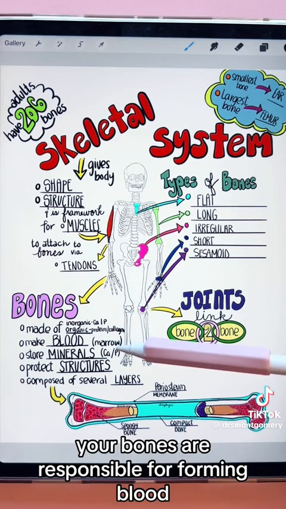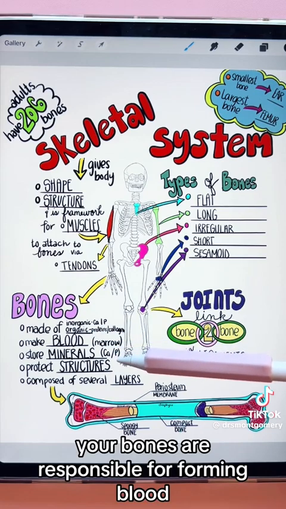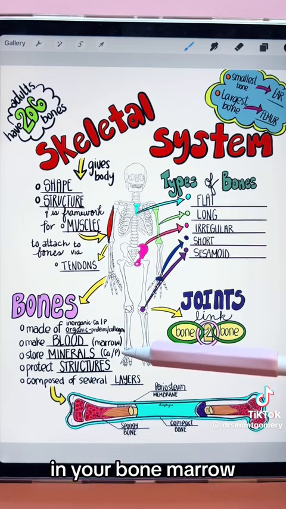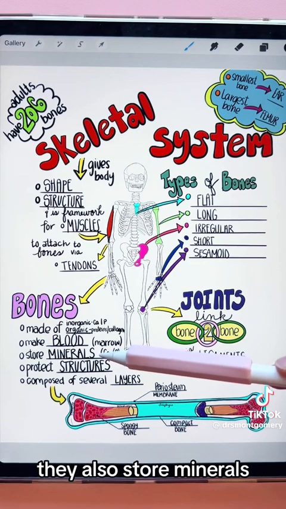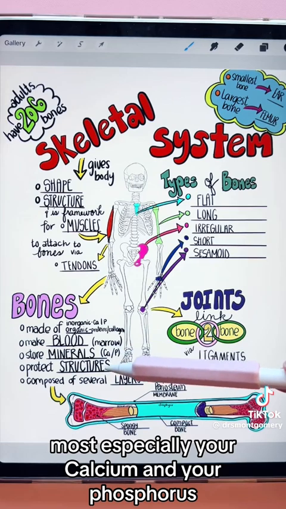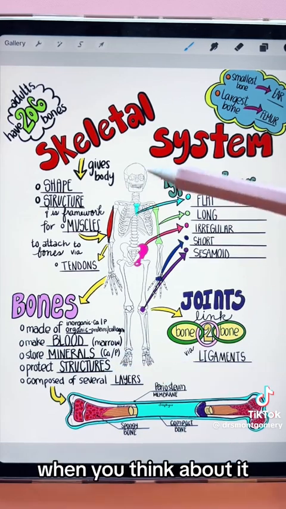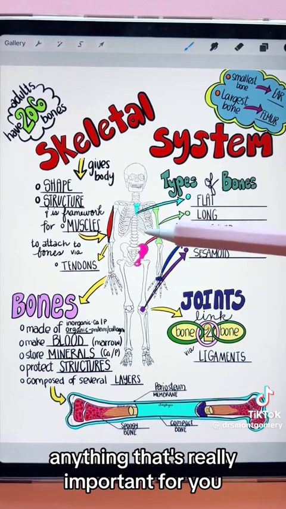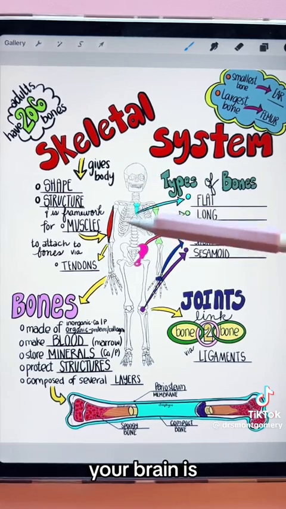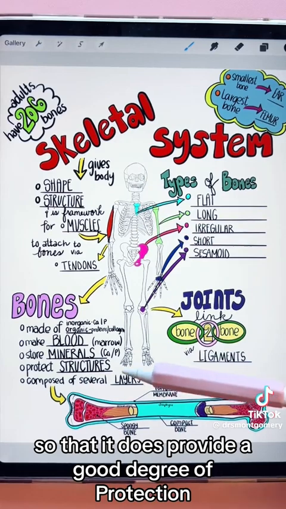Your bones are responsible for forming blood. That's called hematopoiesis. That happens in your bone marrow. They also store minerals, most especially your calcium and your phosphorus. They protect structures. When you think about it, anything that's really important for you to live as a human is completely surrounded by bones. Like your brain is, and your heart and your lungs, so that it does provide a good degree of protection.